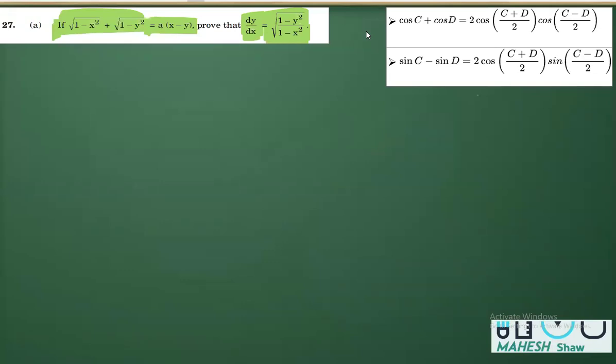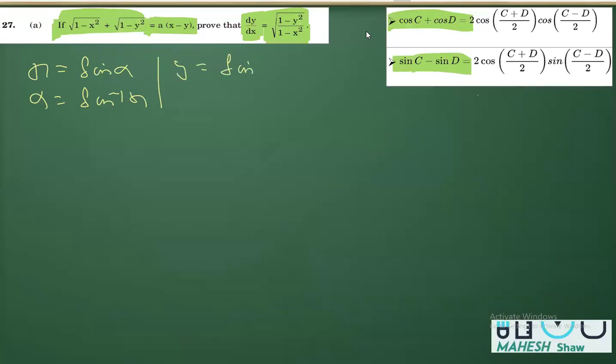Now, in order to solve this, we'll be using the C and D property, that is cos C plus cos D and sin C minus sin D. Before that, let's assume x is equal to sine alpha. That implies alpha is equal to sine inverse x. We are also going to replace y with sine beta, which means beta is equal to sine inverse y.